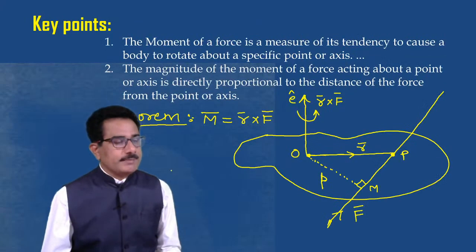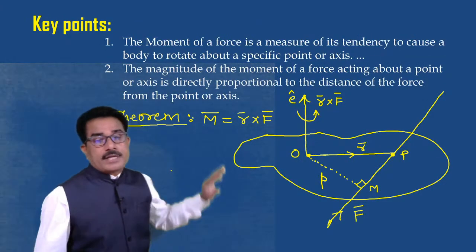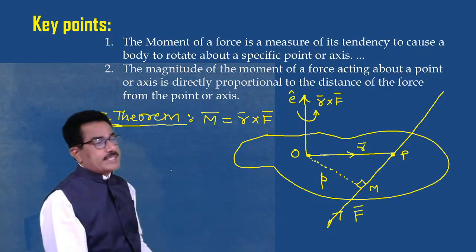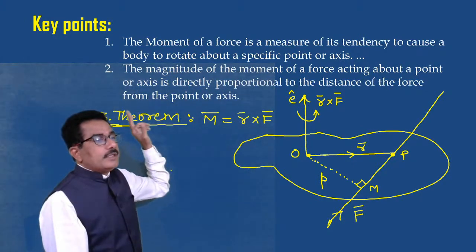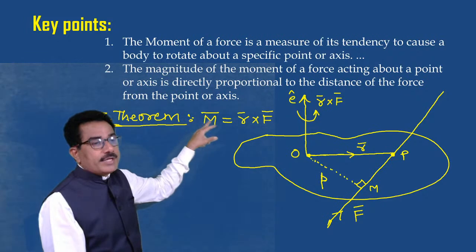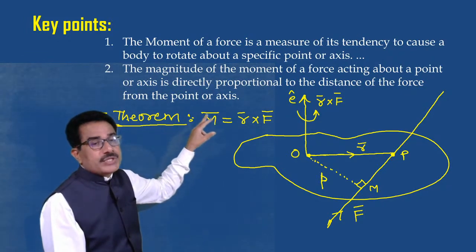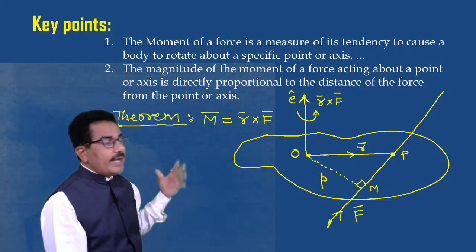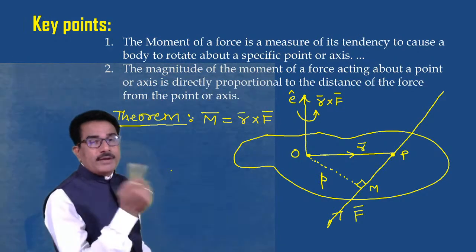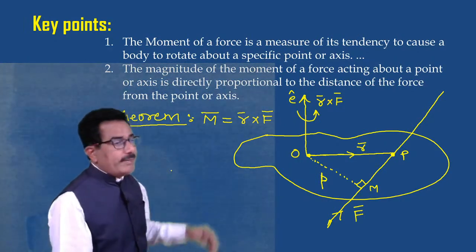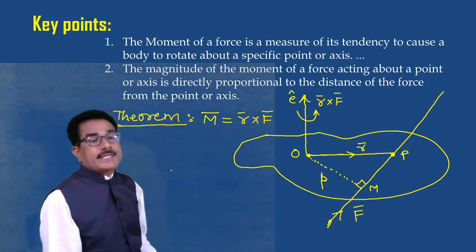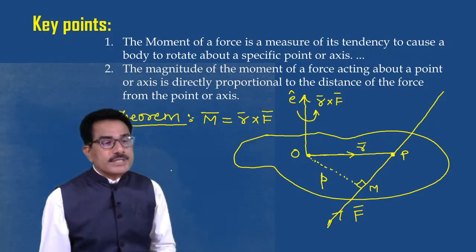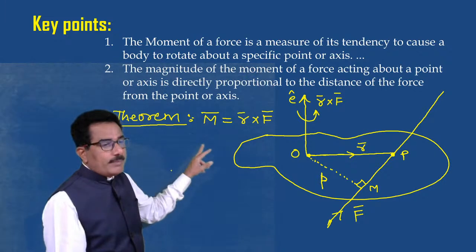Okay, now write down these key points here. Yesterday we have seen one important theorem. What is that important theorem? The moment of a force is a measure of its tendency to cause a body to rotate about a point or axis. Our aim is to find out the moment of a force. Second, the magnitude of the moment of a force acting about a point or axis is directly proportional to the distance of the force from the point or axis.